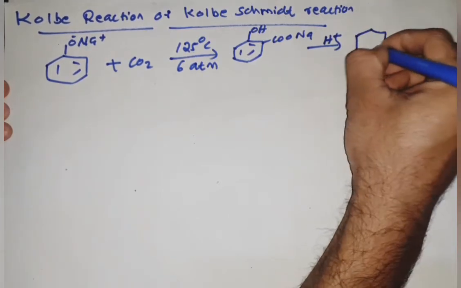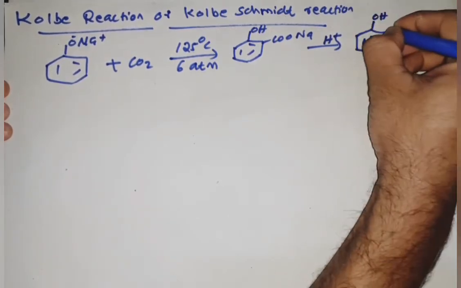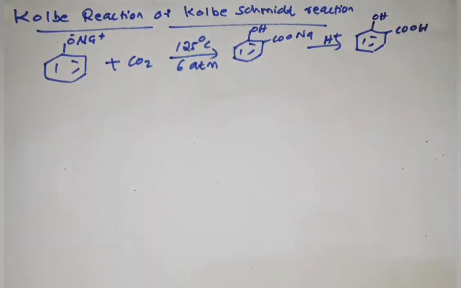we get salicylic acid. So the Kolbe reaction means treatment of sodium phenoxide with carbon dioxide at 125 degrees Celsius under 6 atmospheric pressure, followed by the reaction with acid. It will give salicylic acid. Now let us check the mechanism of this reaction.